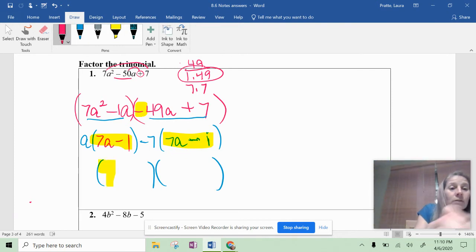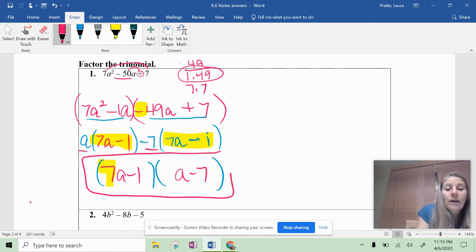So 7a minus 1 is one factor, and then those two GCFs, we put those together, and that makes our second factor. And of course, you can FOIL those two to check and see if you get to the original.